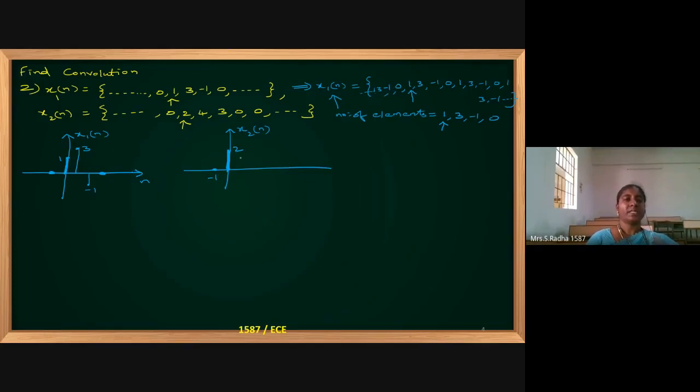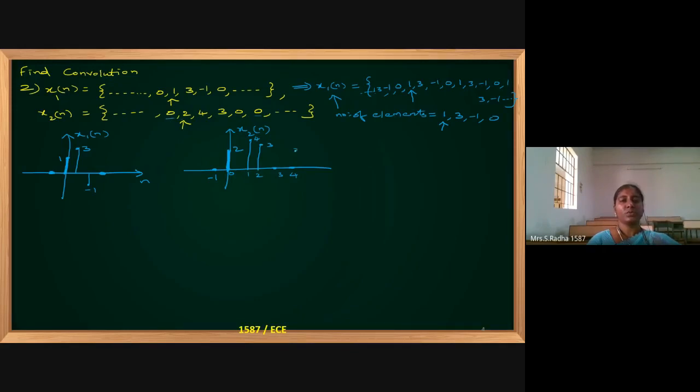To the right side of 2, it is 4, then 3, then 0, 0. So these are x-axis points 1, 2, 3, 4. Here 2 times 0 has come, after that they have stopped it. So this last 0 is nothing but the 0 which is before 2.